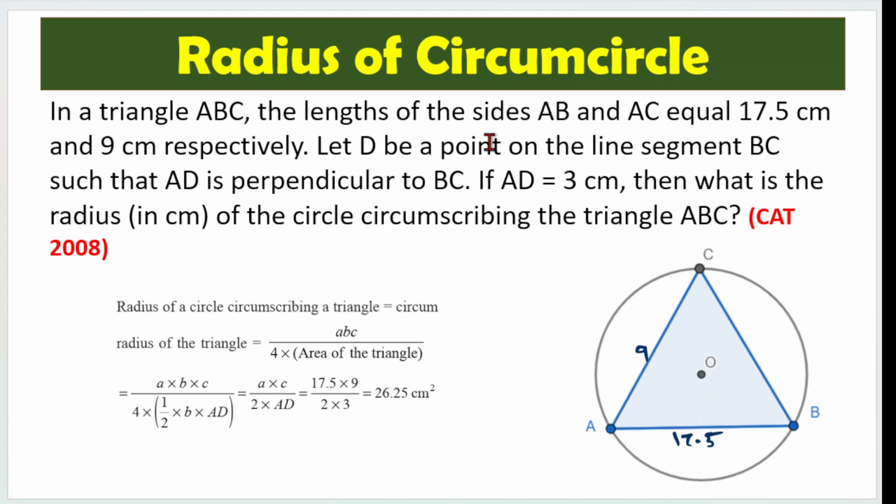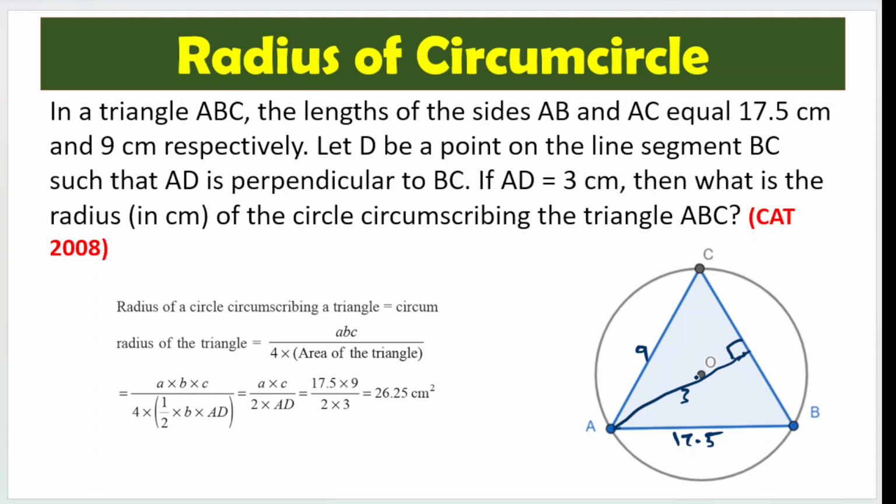Right, let D be a point on the line segment BC such that AD is perpendicular to BC. This angle is 90 degrees. Right, if AD is equal to 3, what is the radius of the circle circumscribing the triangle ABC? That's why we have drawn a circumcircle also.